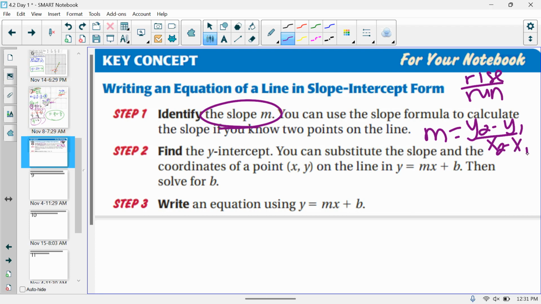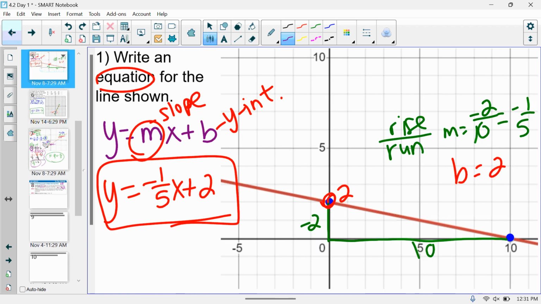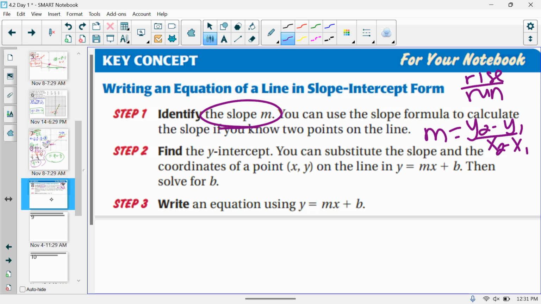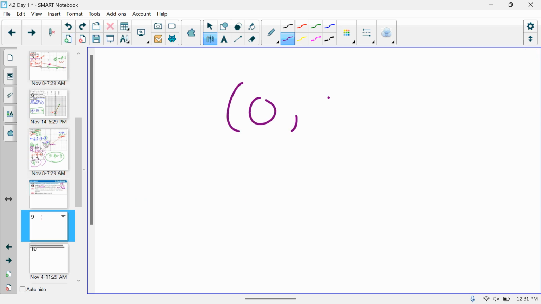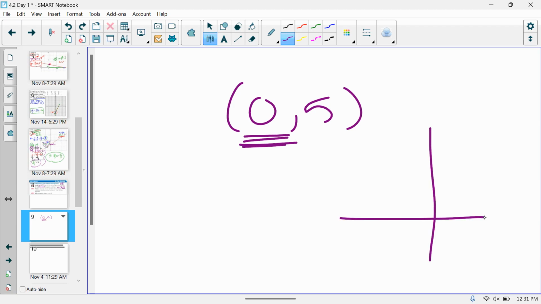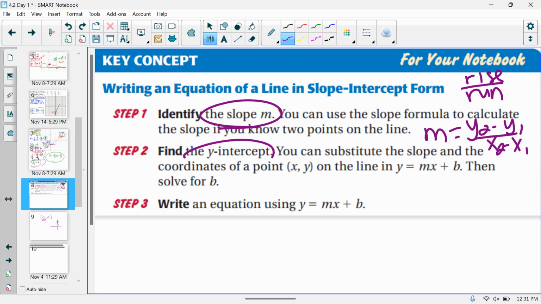And then, guys, do you remember yesterday we had problems like this one where we already knew the y-intercept? Or if there was no picture, do you remember how it gave us the point, for example, 0, 5? Do you remember how when x was 0, we knew that point would be on the y-axis, right? That was the y-intercept. So in today's lesson, in every problem we look at, we're not going to know the y-intercept this time. So that's why step 2 is to find the y-intercept.